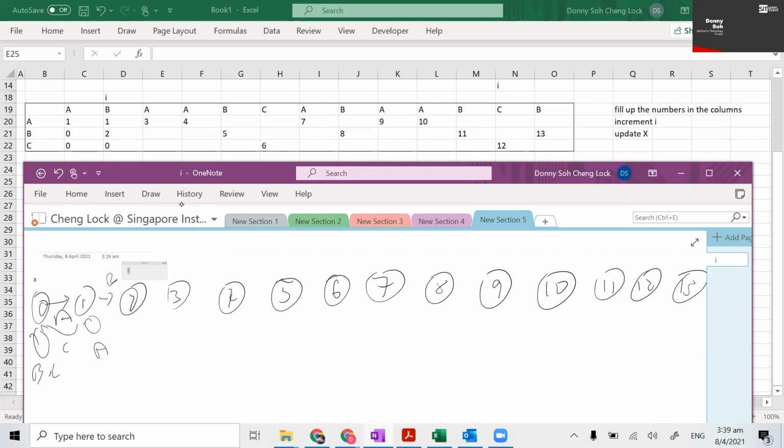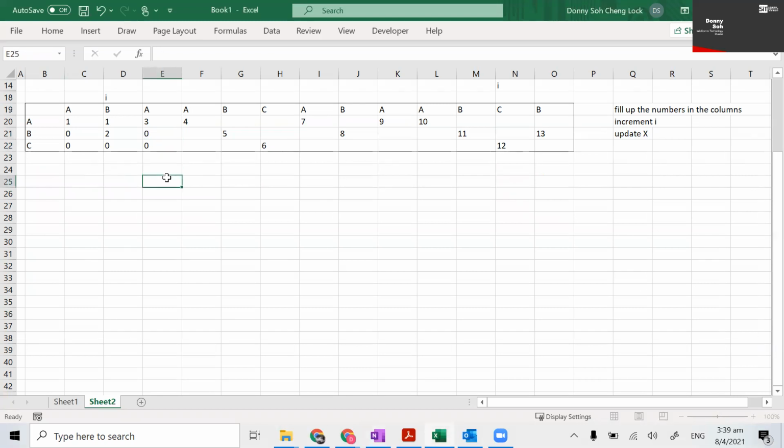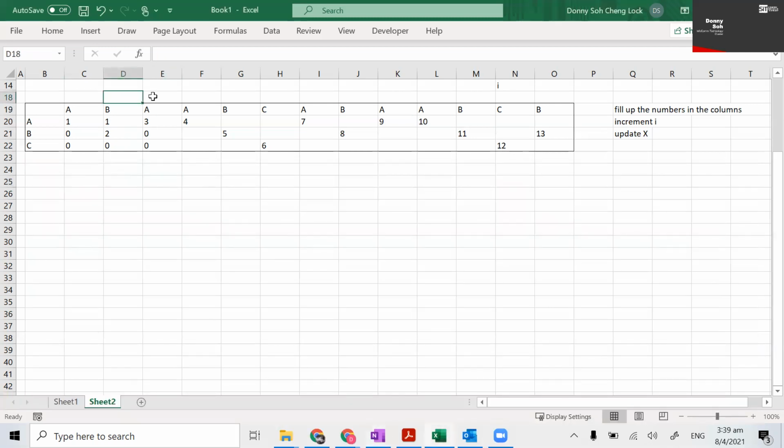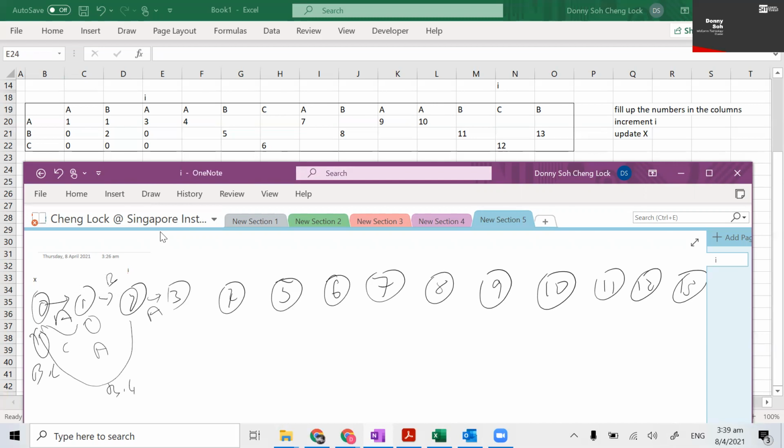Next, from 2 to 3, it sees an A. What happened to state X if I see either a B or C? It will stay at 0, and so this will be B, C. So I'm going a little bit faster because we went through this a few times already. So increment I, which is here, and increment I here as well. Increment X. What will happen to X if I see an A? It will go to state 1.